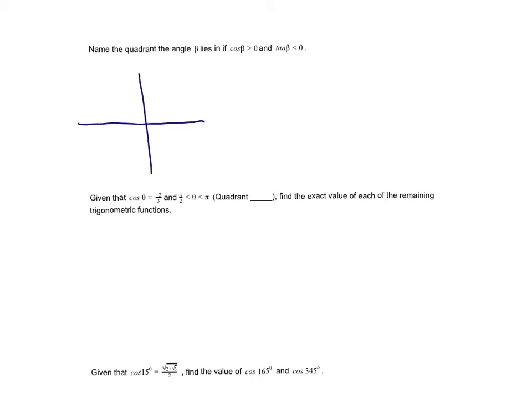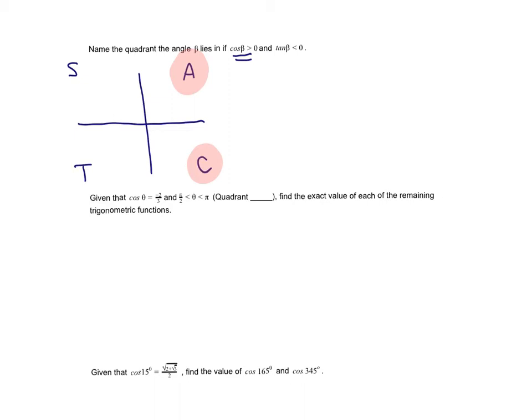So remember our quadrants. We know that everything is positive in quadrant 1. Just the sine is positive in quadrant 2, just the tangent in quadrant 3, and the cosine is positive in quadrant 4. So it says the cosine is positive. Well, the cosine is only positive in quadrant 1 and in quadrant 4. It is negative in quadrants 2 and 3. And it says the tangent is negative.